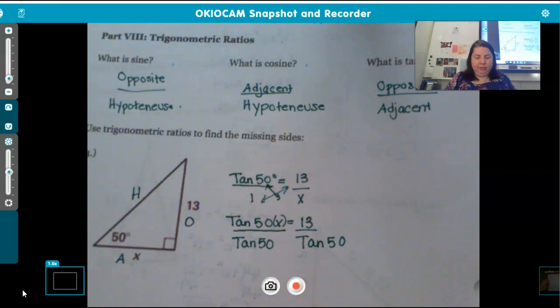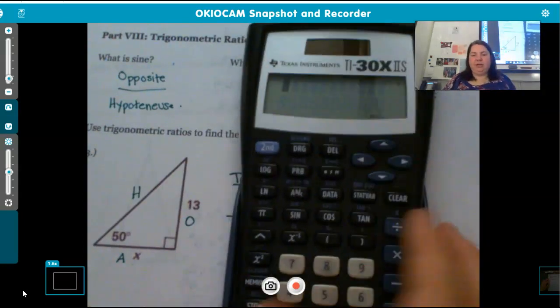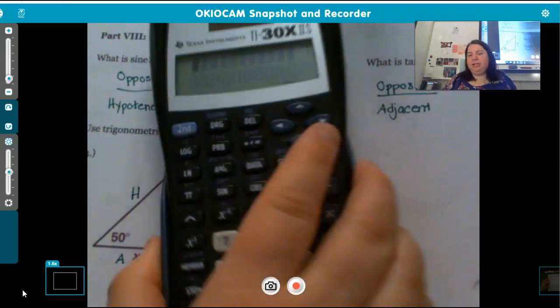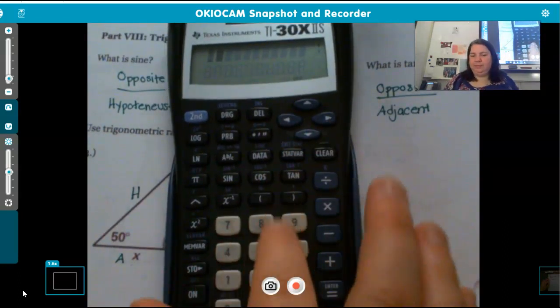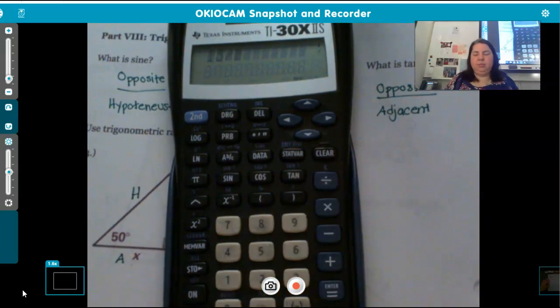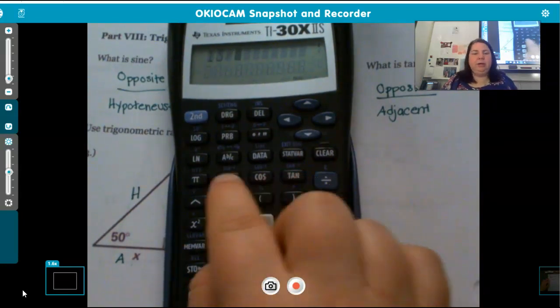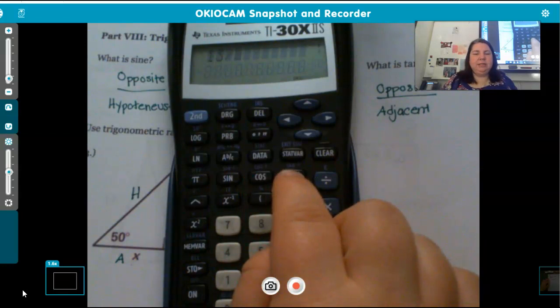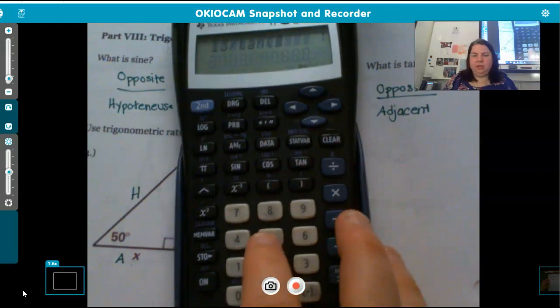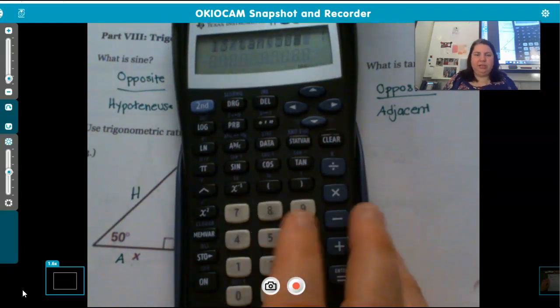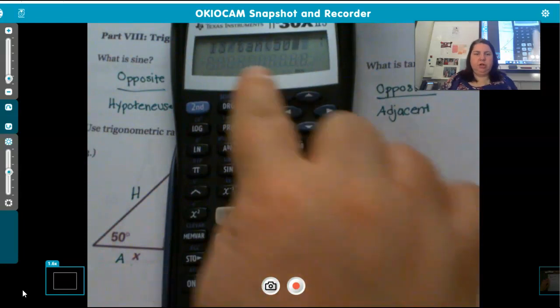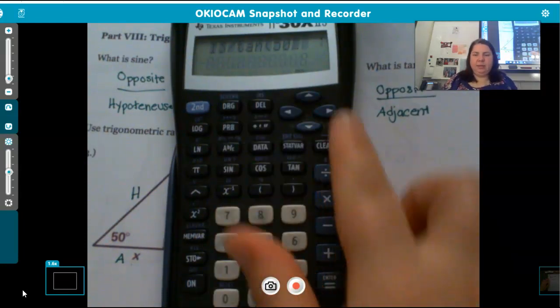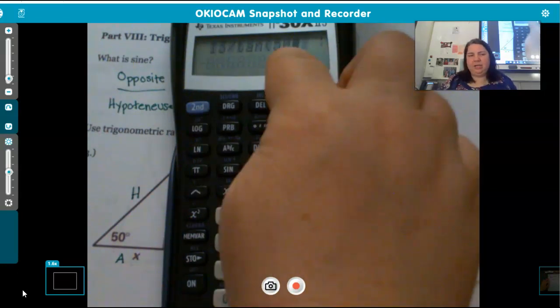Okay. I want every single person to have their calculator out and do this with us, because this is where people have the most trouble. We are dividing 13 by the tangent of 50. So we start with 13, and we click our divide just like normal. Then we have our sine, cosine, and tangent buttons. We're going to click tangent, and then 50.